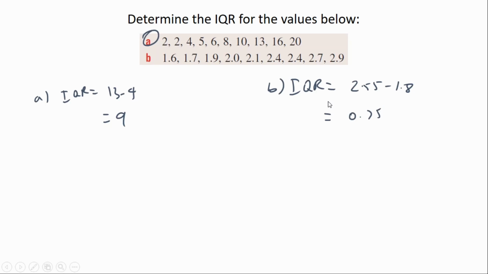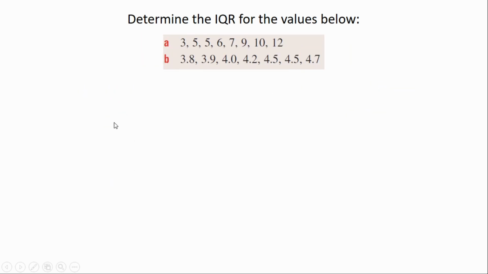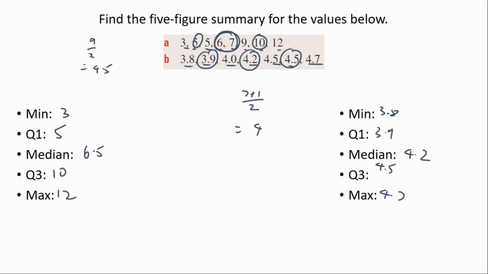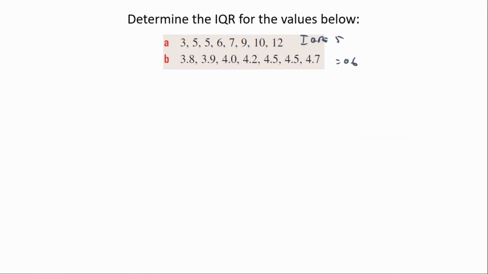And you guys can try the next one. So we found the 5-figure summary for that before. Use that information to solve that. And just unpause the video when you're ready to go through that with me. So I got a value of 5 for the first one and 0.6 for the next one. Just give yourself a tick if you got those correct.